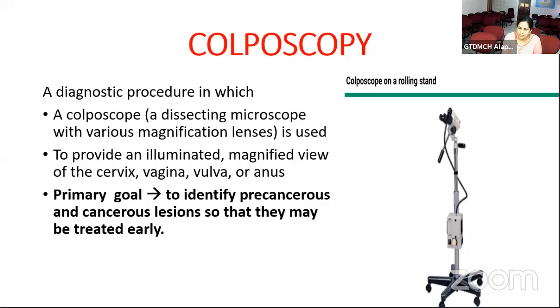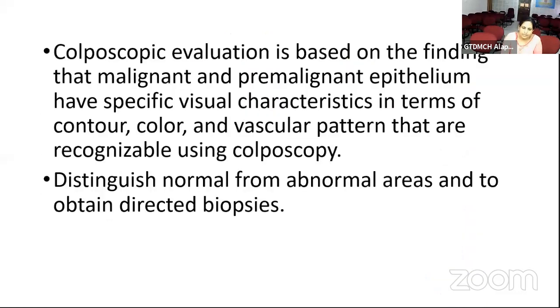The primary goal is to identify precancerous and cancer lesions so that they may be treated early and we can prevent full-blown malignancy. The colposcopic evaluation is based on the finding that malignant and premalignant epithelial cells have specific visual characteristics in terms of contour, color, and vascular pattern, and they are recognizable using colposcopy. It helps distinguish normal from abnormal areas and obtain a directed biopsy.